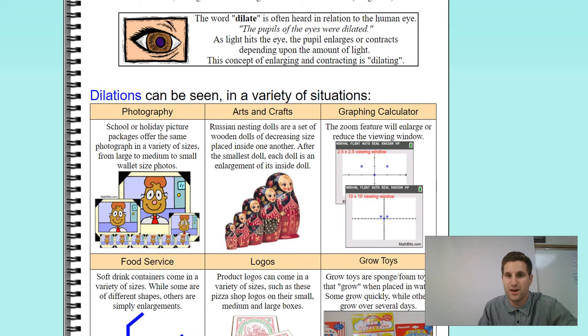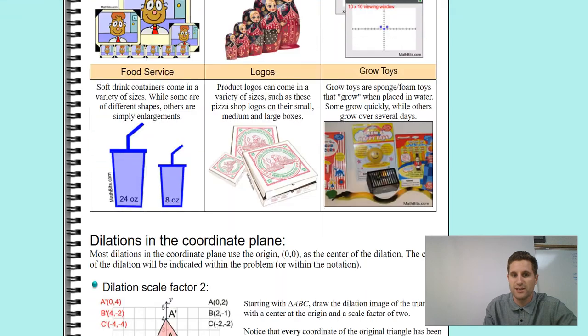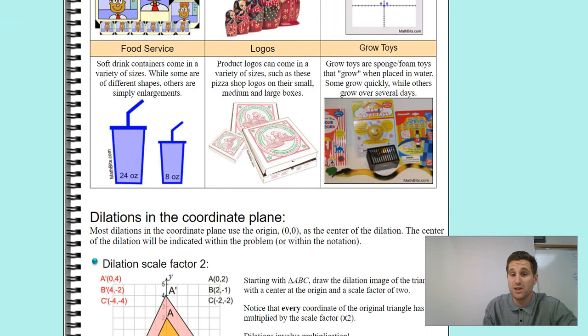Okay, the word dilate is often heard in relation to the human eye. The pupils of the eye were dilated. We talked about that, turning on and off the switch in the bathroom as you're staring in the light. We also see it in a variety of situations. Photography, we might enlarge things. Russian dolls, which are really common, everyone has them. Graphing calculators, we can enlarge and shrink the screen size. Food services, supersize me. Logos on a pizza box, they have different sizes, but you can enlarge them.